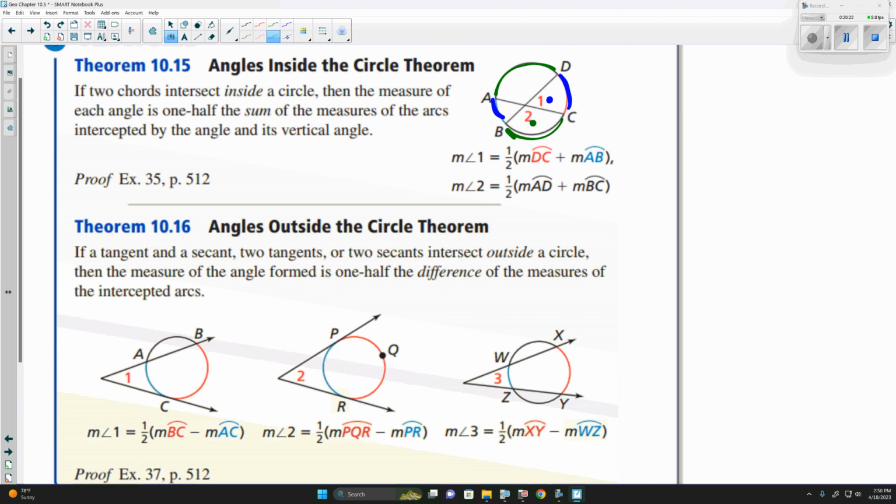Now, it's also true for 1 and the angle across from it. It'll be true for either one of those because those two angles are vertical angles and vertical angles are congruent. Same thing is true for 2 and the angle across from it.